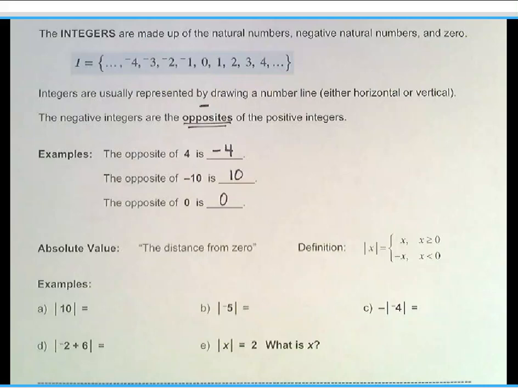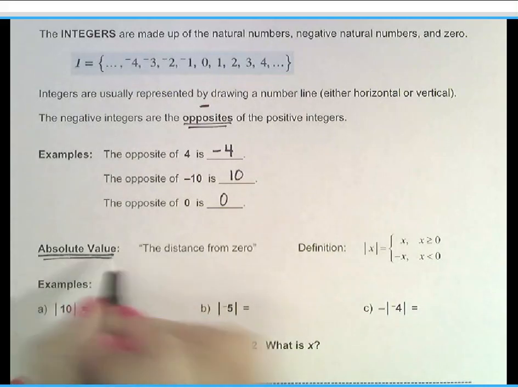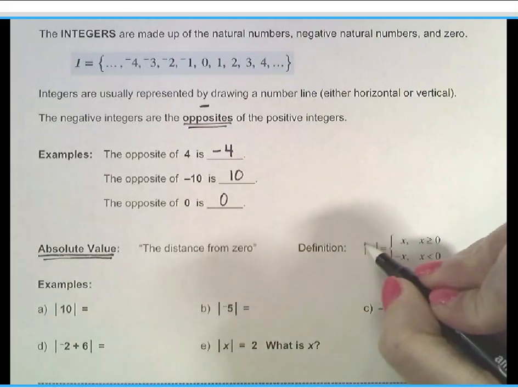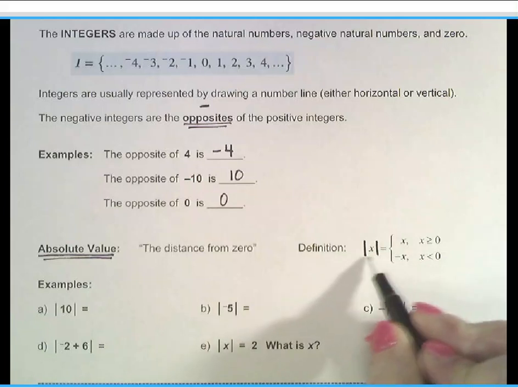So then the next thing we want to talk about is something called absolute value. You've probably seen this before. But absolute value is just the distance from 0. It's how far is your number away from 0. So the answer to absolute value will always be positive. So here's the formal definition. You can see that we use these straight up and down bars. That's what that means, absolute value.